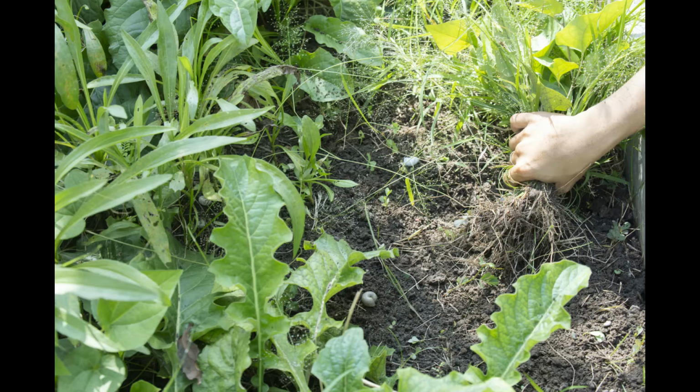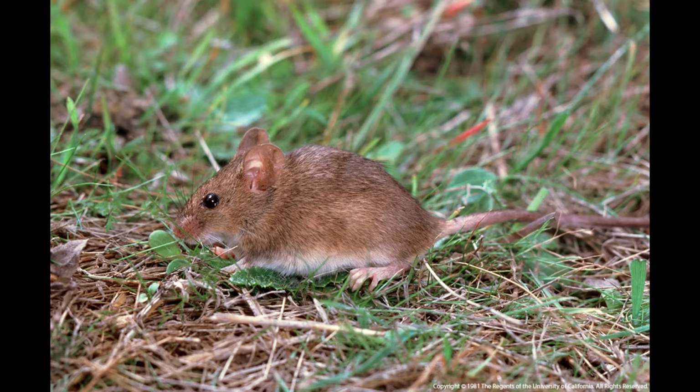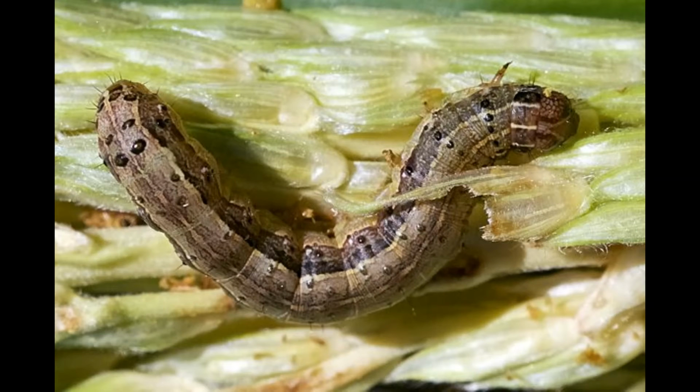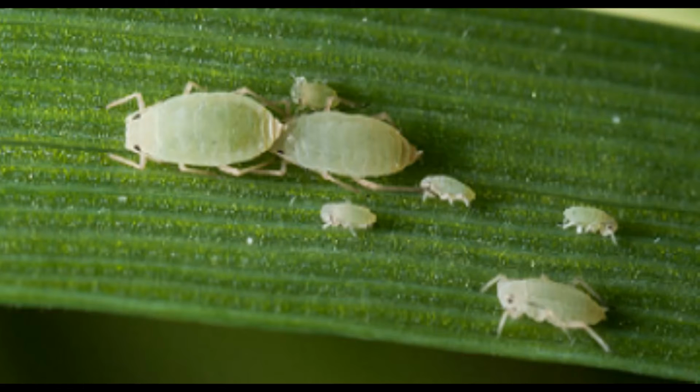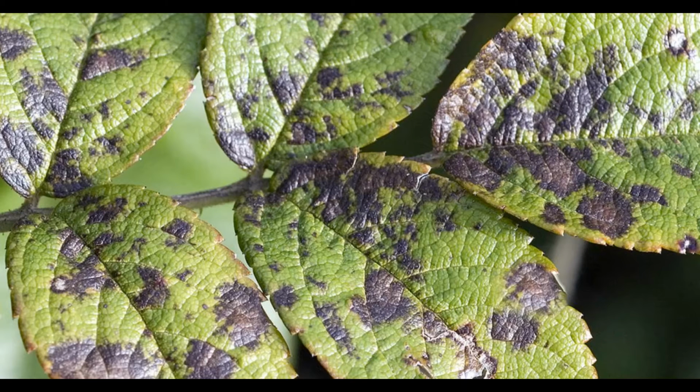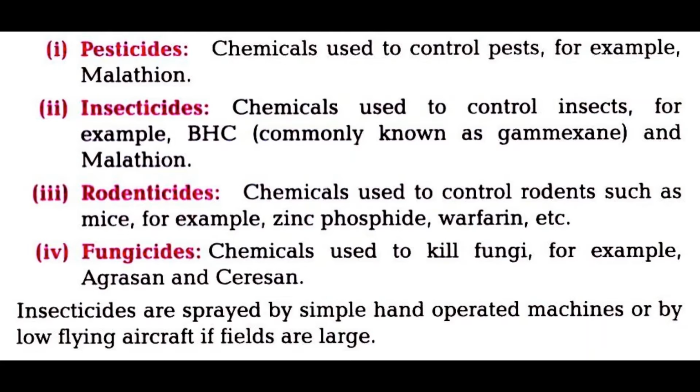And apart from weeds, there are also some animals like rodents, insects like termites, and also some fungus that harm our crop. So we must take proper precautions like giving pesticides. Pesticides are chemicals to control pests, for example, malathion. Insecticides are used to control insects, for example BHC, commonly known as gammaxane, and also malathion.